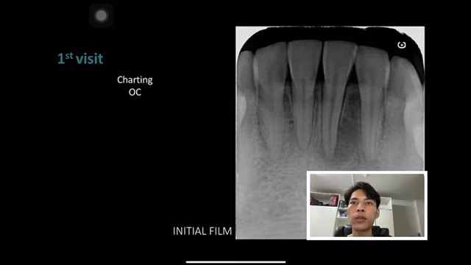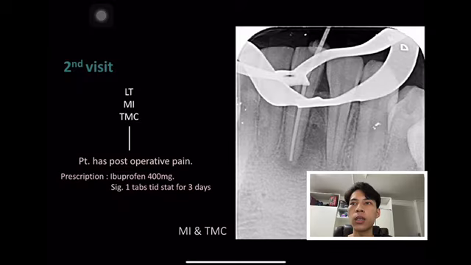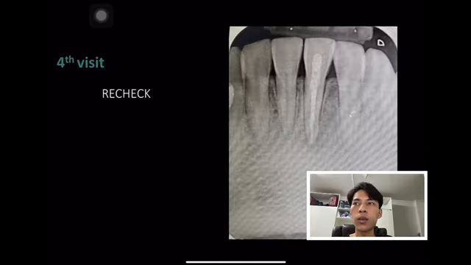Treatment provided. First visit: charting, OC. Second visit: LT, MI, TMC. On the second visit, patient had post-operative pain, so prescription: ibuprofen 400 mg, 1 tablet 3 times a day for 3 days. Third visit: FRC.